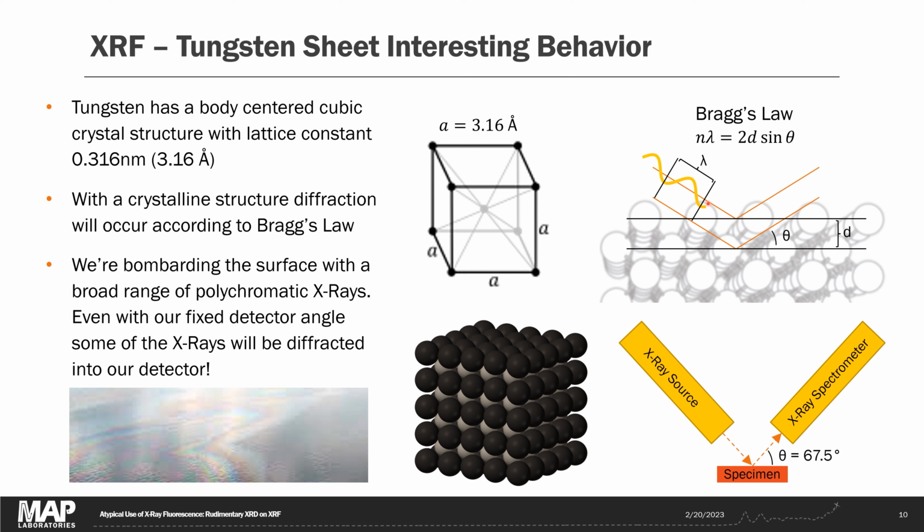Because of this polychromatic X-ray source, we'll typically have some diffracted X-rays coming through, even though we have this fixed angle theta. Now, typically, when you're doing XRF analysis, you'd want to ignore these diffracted X-ray peaks. But because we know that tungsten has a body-centered cubic crystal structure with a lattice constant, that's the spacing, of 3.16 angstroms, or 0.316 nanometers, we can use that information and the diffracted X-ray peaks and their intensities to tell us things about how the crystals are oriented in the specimen surfaces.